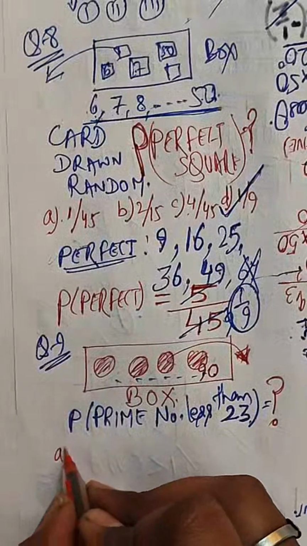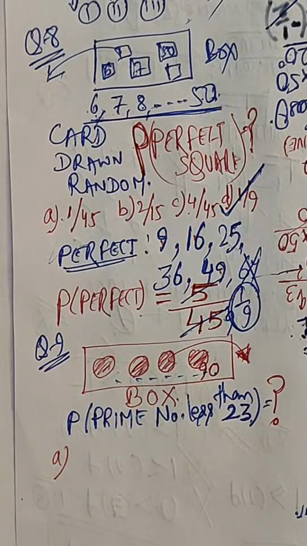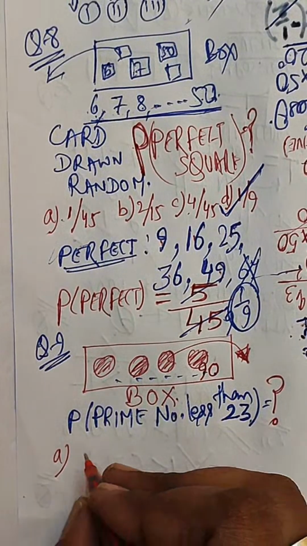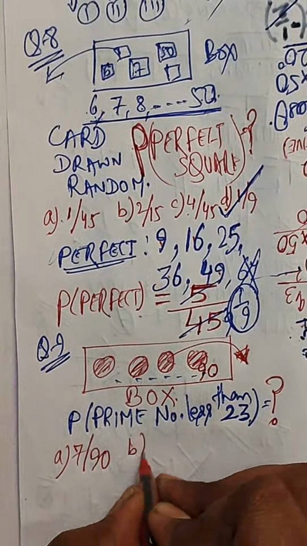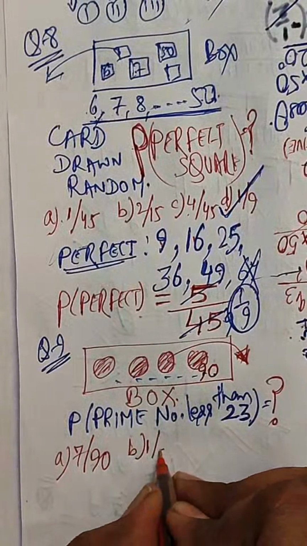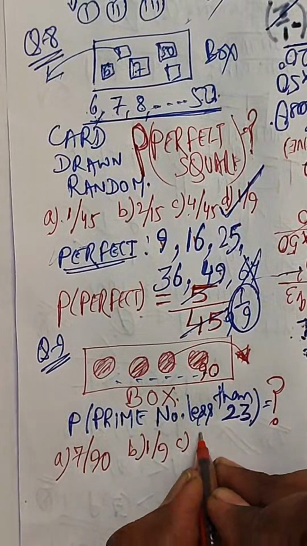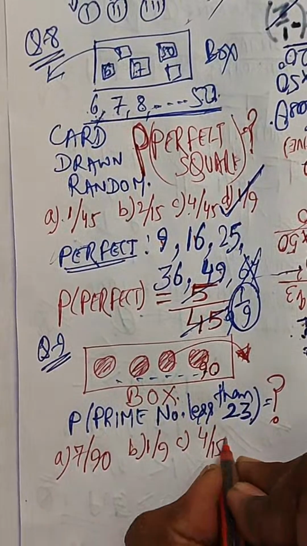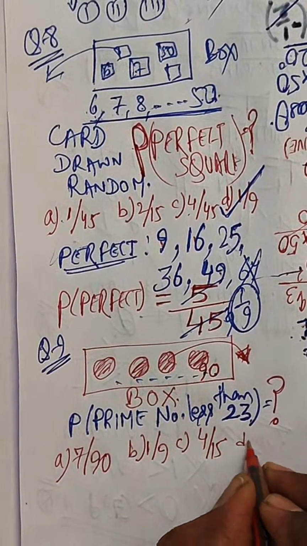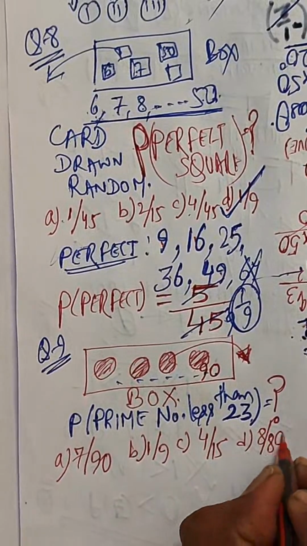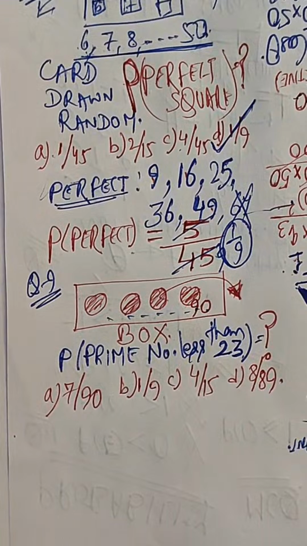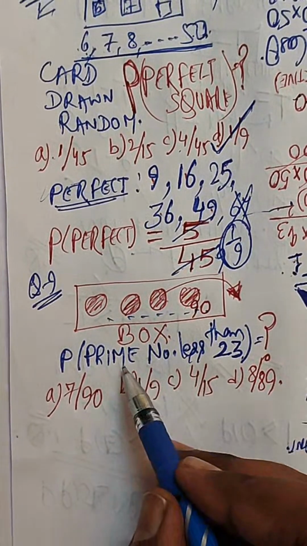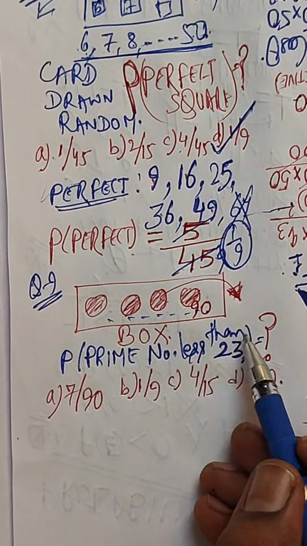And the options given to us are 7 by 90, 1 by 9, 4 by 15, 8 by 89, right?